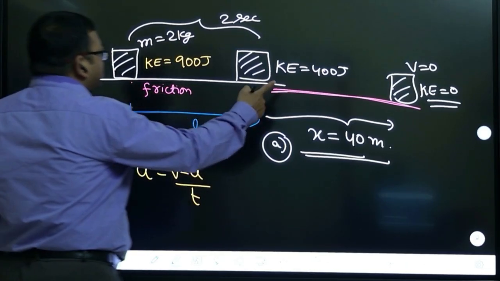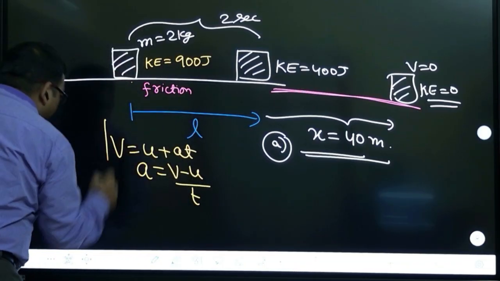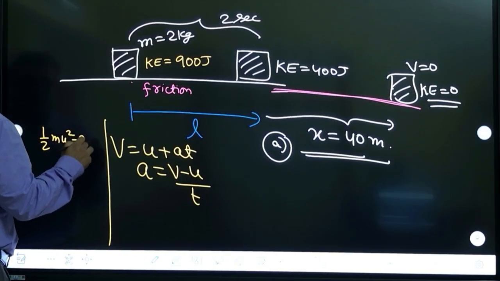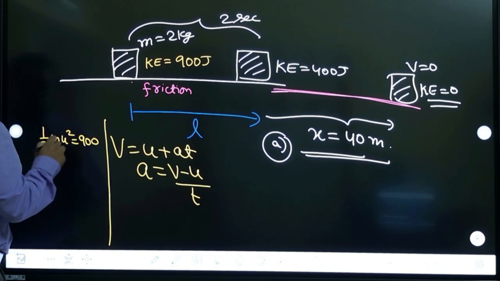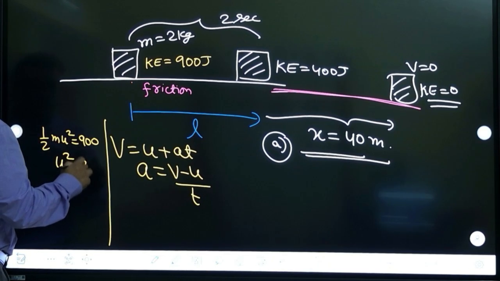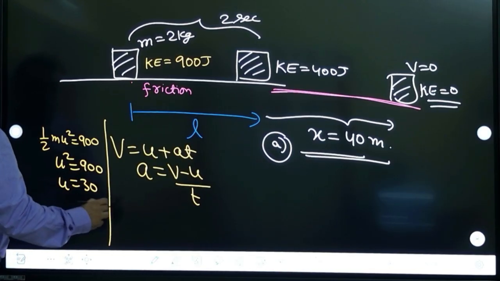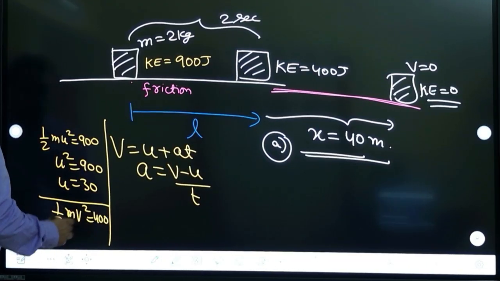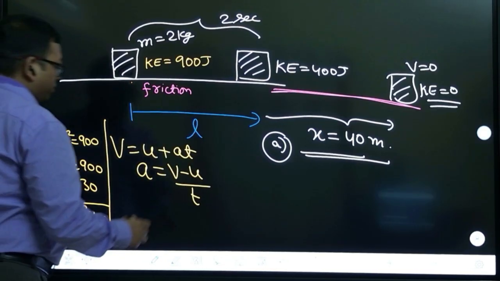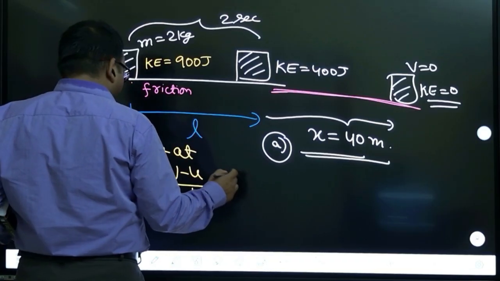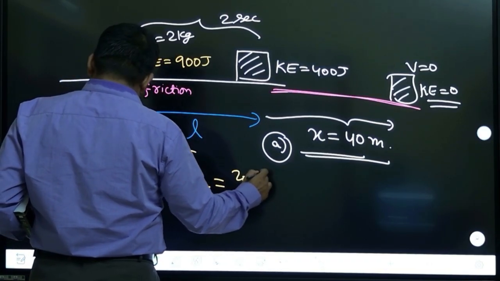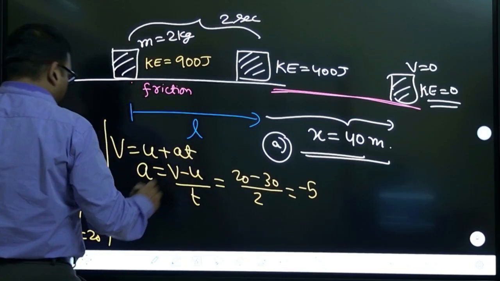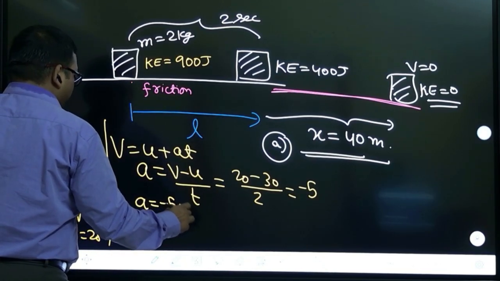So first calculate u and v. Half m u square is 900. Mass is 2, so 2 will get cancelled. So u square is 900, so u will become 30. Similarly, half m v square is equal to 400. 2 gets cancelled, v becomes 20. So retardation is there: 20 minus 30 by 2, so minus 10 by 2, minus 5, correct? Minus 5 meter per second square is the retardation.